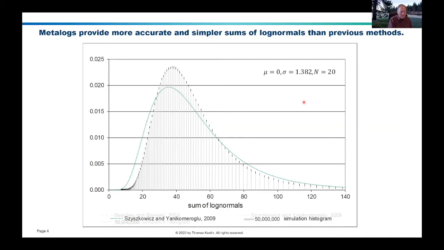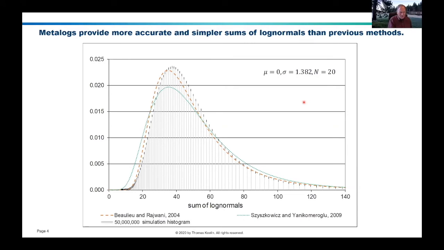The gold standard, up to a year or two ago, was this Bolio and Rajwani 2004 paper, where they came up with a pretty reasonable closed form equation for the sum of log normals as a function of the number of log normals being summed and the sigma parameter. The mu parameter, by the way, is a scale parameter, so it doesn't really matter. But sigma and the number make a big difference.